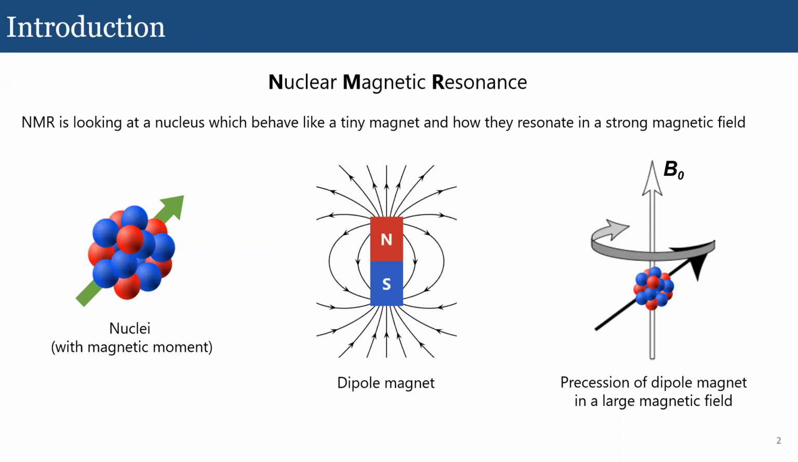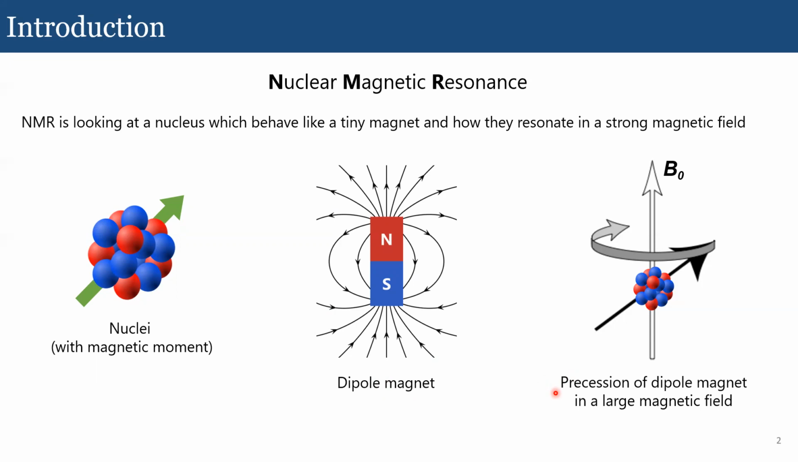NMR is a physical phenomenon that occurs when a nucleus that possesses a magnetic moment is subject to a strong external magnetic field. When a nucleus possesses a magnetic moment, it means that the nucleus behaves like a tiny dipole magnet. You might have seen that type of representation already. When such a magnet is placed in a strong magnetic field, it will seek to align with the external magnetic field that you just put in. By doing that, it will follow a precession movement, which has a distinct frequency, also referred to as the resonant frequency or the Larmor frequency.